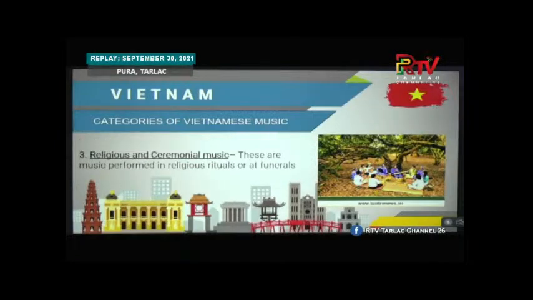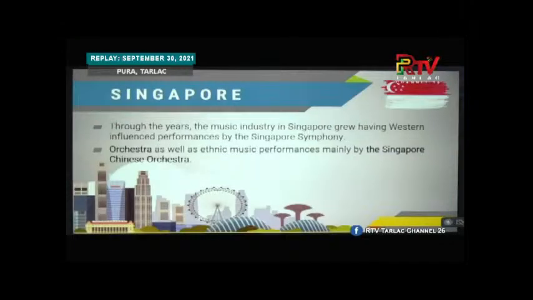Number 3, religious and ceremonial music. These are music performed in religious rituals or at funerals. And now, for our last country in Southeast Asia, let's fly to Singapore.